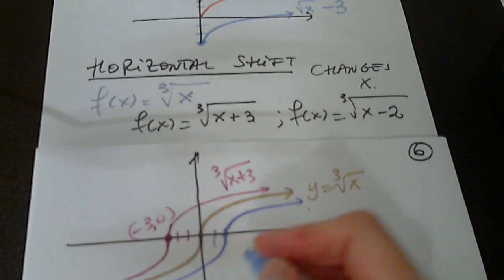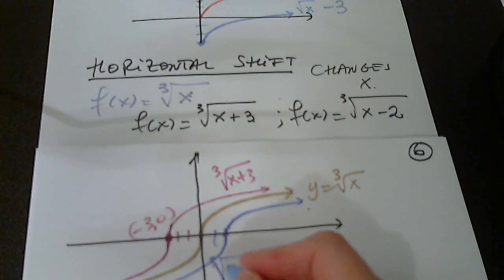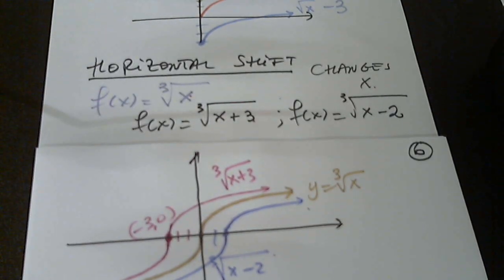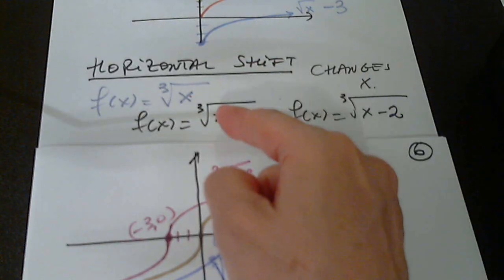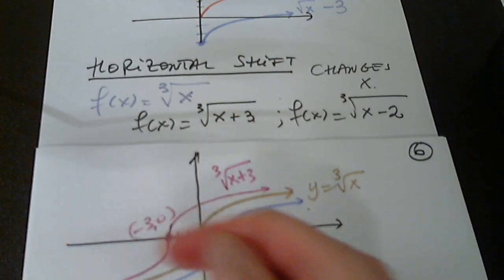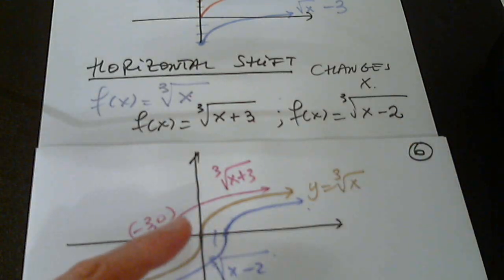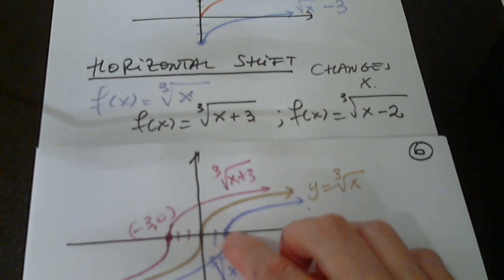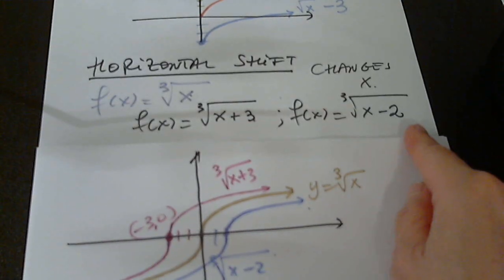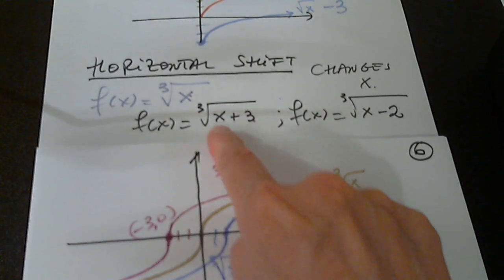I know this is not what you have expected, but please understand the concept. I'm adding to x, left shift. I'm subtracting from x, right shift, because that's where the x-intercept is now, 2 minus 2. Negative 3 plus 3.